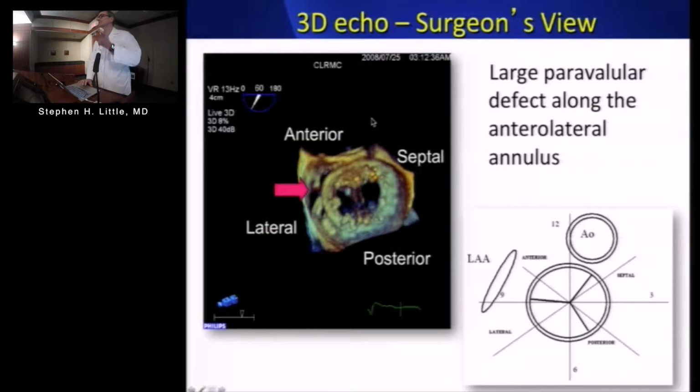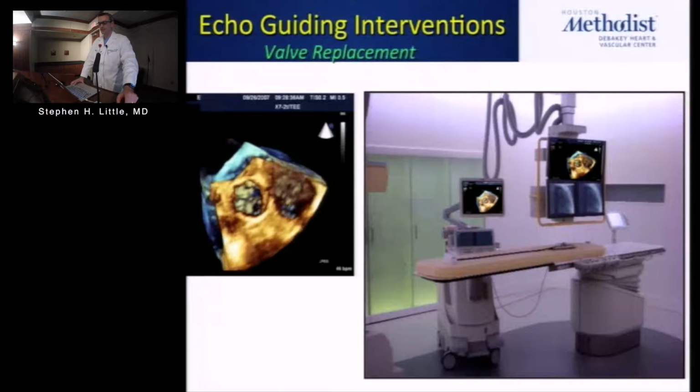They call it the surgeon's view. More truthfully, it's probably the anesthetist view. But for interventional echo, this is the view, at least of the mitral valve. In this particular case, the big pink arrow shows you a lateral paravalvular defect. In this case, the patient was suffering from severe regurgitation and heart failure.